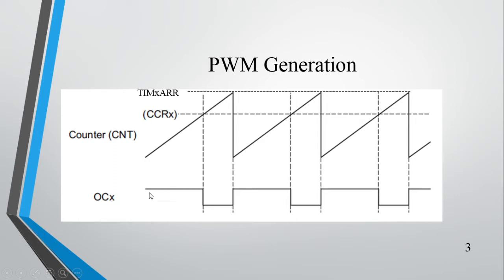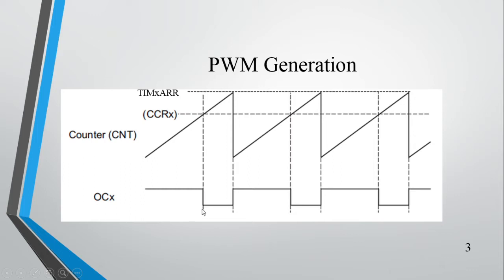So, we can configure the PWM as active high. What do you mean by active high? Before the start, the PWM pin will be in logic high state, and the counter will keep on incrementing. Whenever the counter reaches the value stored in CCRX, X being the channel, that is, whenever the timer counter value becomes equal to the CCR value, this OCX pin will be set to low or reset.